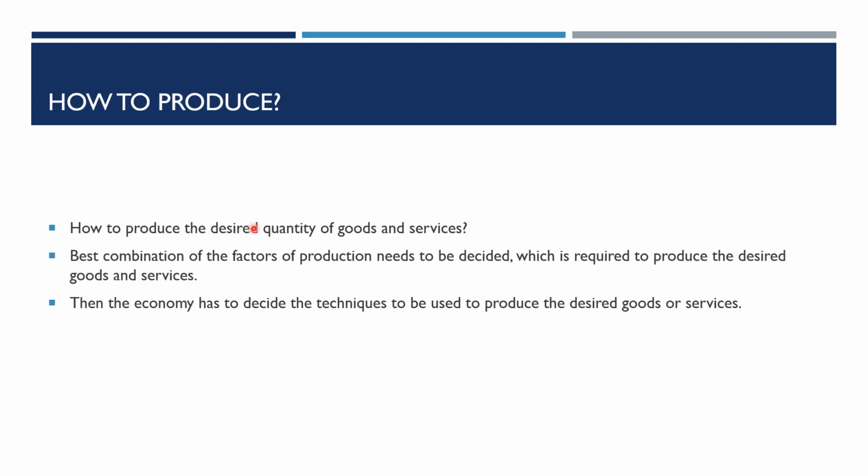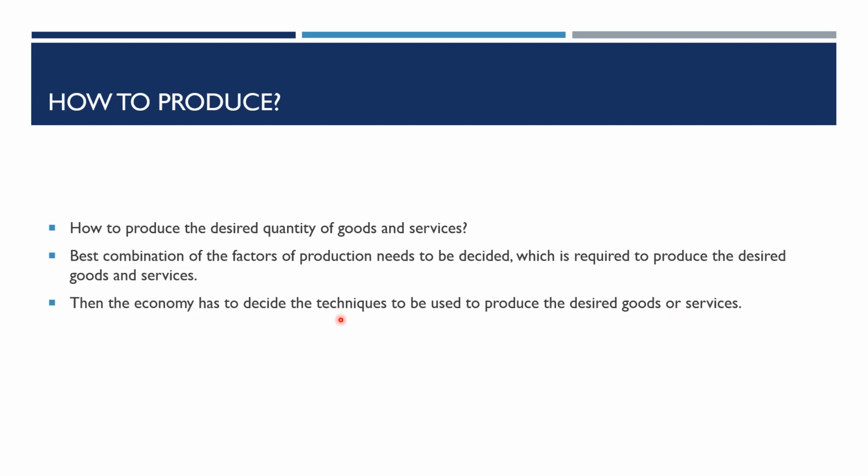So now by this question, we are going to understand how we are going to produce whatever we have decided. Now there are two things that we need to take care. First thing is the technique that has to be used in the production. For example, you can use capital intensive or labor intensive techniques, or we can go to more modern equipment. The economy can decide the techniques to be used to produce the desired goods or services.